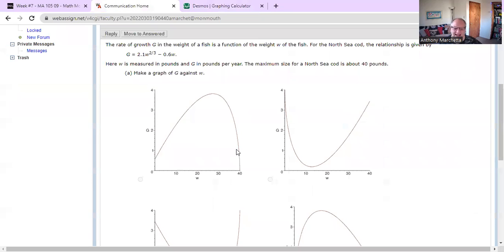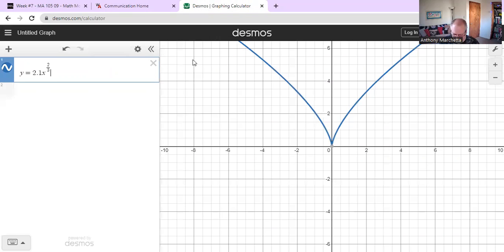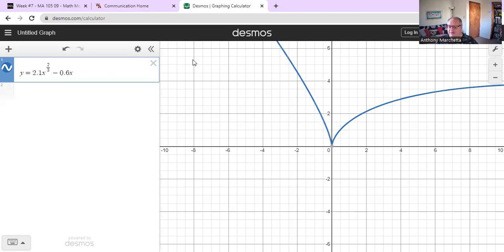The question we were looking at is here. And in this question, they're asking which graph is associated with this formula. Okay, so what I'm doing then is changing g into y and changing w into x, and I'm going to have this function, minus 0.6x last. Okay, so we have a function.